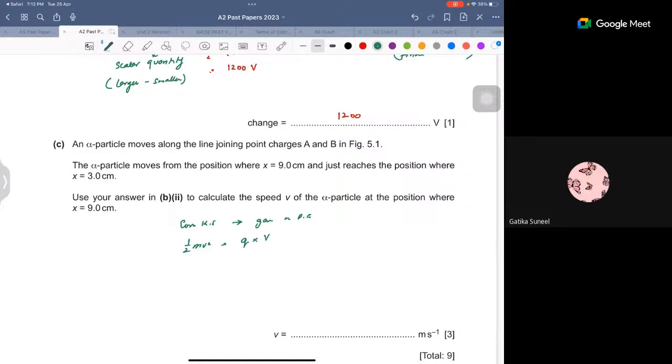Okay, so let's do this. Half times 4u, that's the mass of the alpha particle. If you don't remember, that's a big shame. But then it's all right. Now you know. The charge on the alpha particle is 2e, and the change in potential is this. So it's 1.66 times 10 raised to minus 27 times v squared, equals 2 times 1.6 times 10 raised to minus 19 times 1200. Can you find v, please?